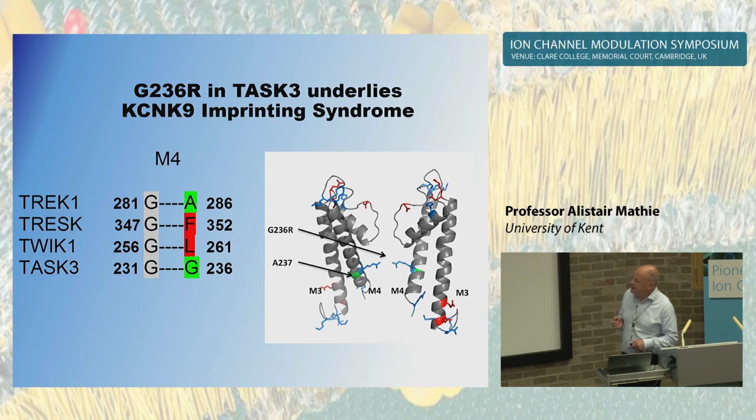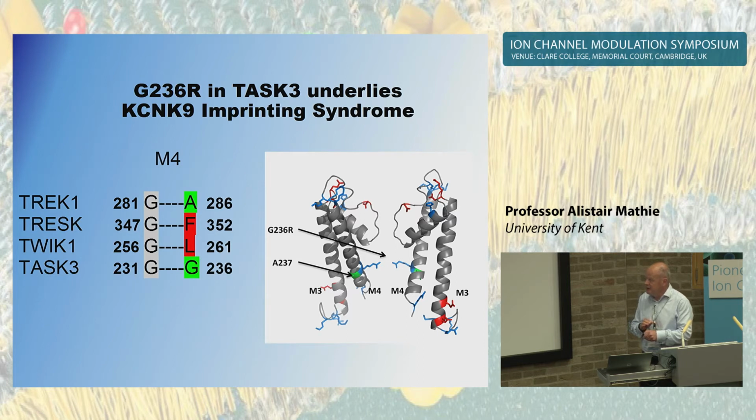So KCNK9 imprinting syndrome is known, at least in the original cases identified, to be due to a single point mutation in the pore region of TASK3, KCNK9. And this occurs at an amino acid which is 5 amino acids towards the C-terminus of the channel from this conserved hinge glycine residue that's present in virtually all potassium channels. Most potassium channels have a small amino acid at this residue, including TASK3, but 1 or 2 of the K2P channels and 1 or 2 other channels don't.